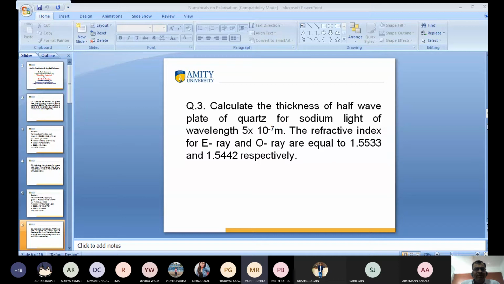Sir, 2.5 into 10 raised to the power minus 5 meter. 2.74 into 10 to the power minus 5 meter. 1.62 into 10 to the power minus 5 meter. Do you know why we get such a difference in the answers? The values are the same and the formula is the same, so why do we get different answers?